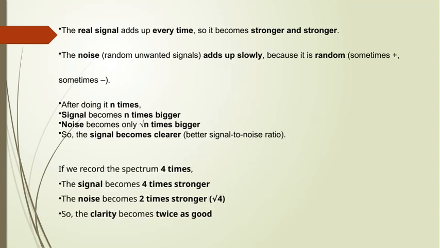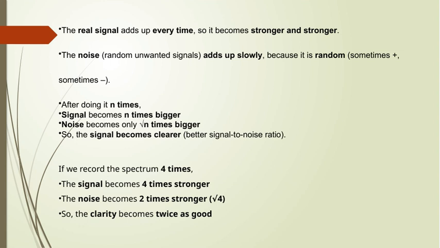All right, let's talk about how signals and noise behave when we analyze them repeatedly. The key idea here is that the real signal, the true information we're after, adds up each time we observe it. So, with each new measurement, the signal gets stronger and stronger. On the other hand, noise, those random unwanted signals, don't add up in the same way. Since noise is random, sometimes it adds positively, sometimes negatively, so it only increases slowly, specifically by the square root of the number of observations.